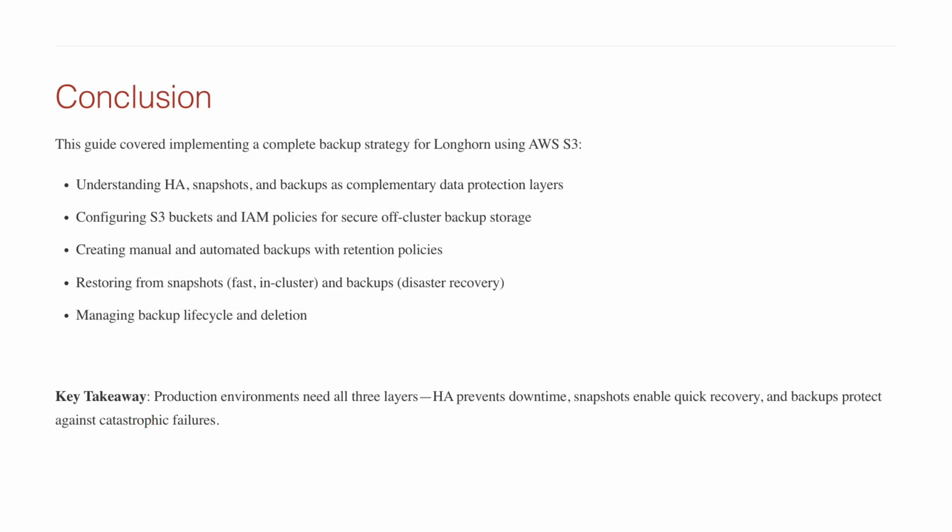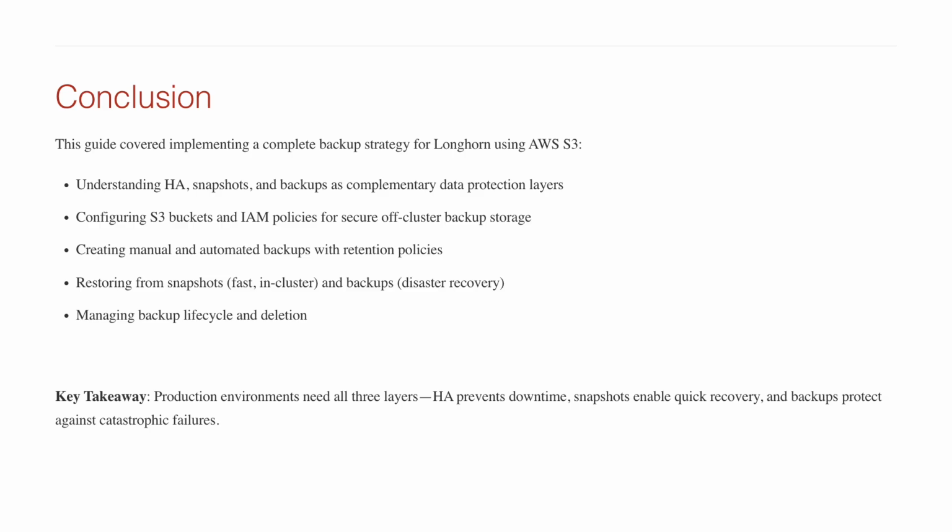To wrap up, this guide covered implementing a complete backup strategy for Longhorn using AWS S3. We discussed understanding HA, snapshots, and backups as complementary data protection layers, configuring S3 buckets and IAM policies for secure off-cluster backup storage, creating manual and automated backups with retention policies, restoring from snapshots for fast in-cluster recovery, and backups for disaster recovery, and managing backup lifecycle and deletion.